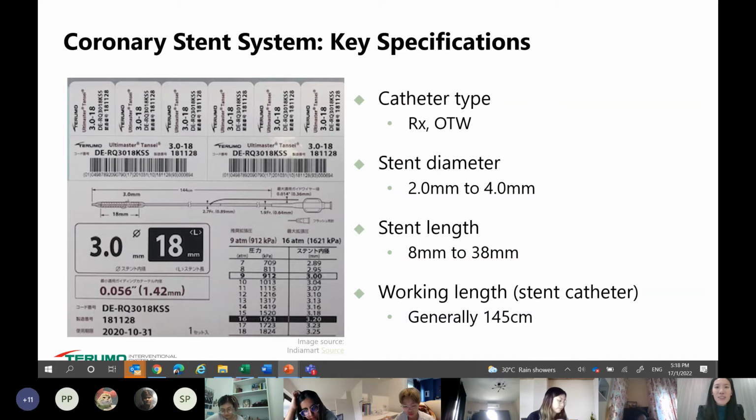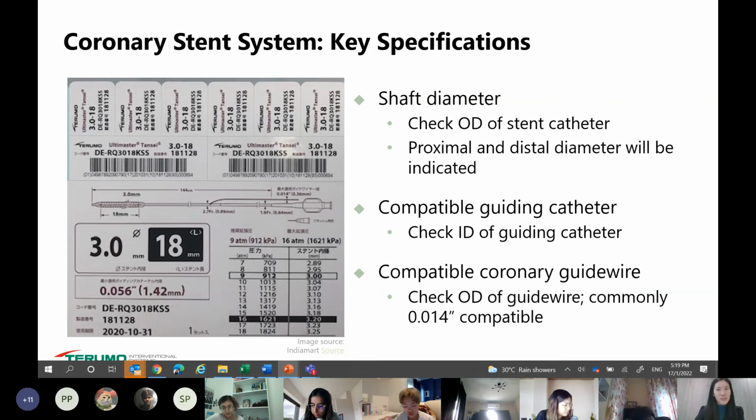Okay, again, catheter type, rapid exchange, stent diameter will be indicated along with the stent length. It's very similar to balloons, right? So working length, 145 cm. Shaft diameter, again, we need to check, because all this compatibility we need to check, because they are used in sync with each other. So we need to make sure that they are compatible with each other.